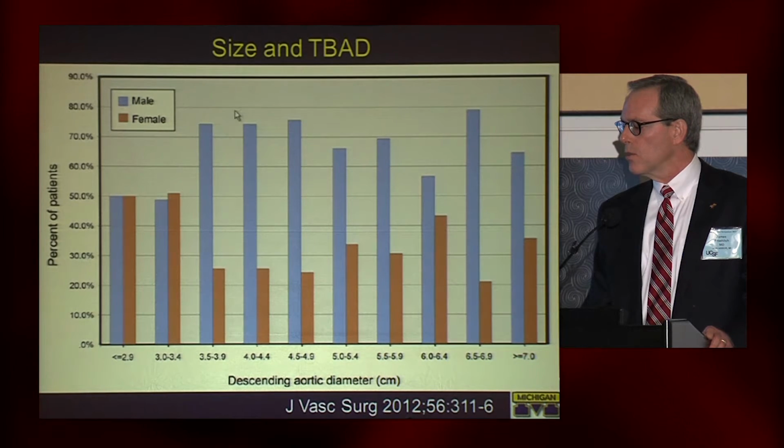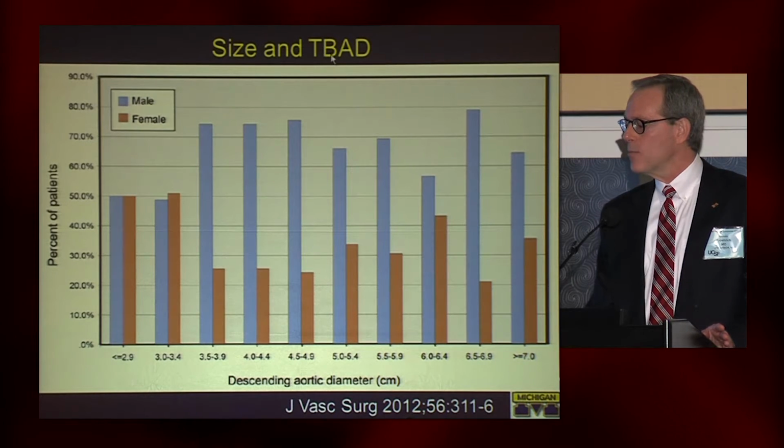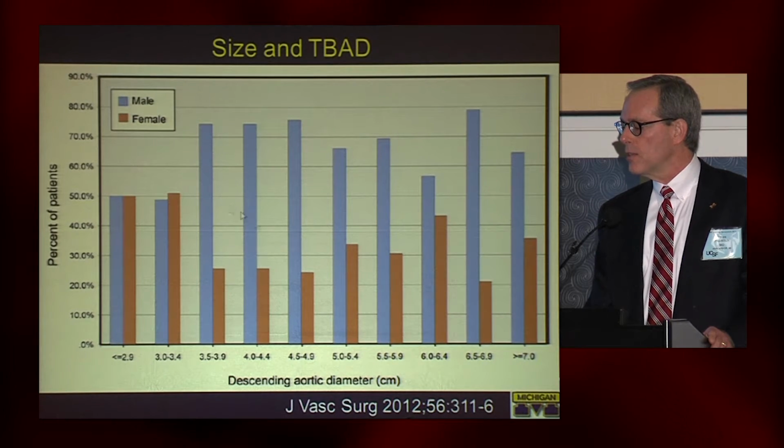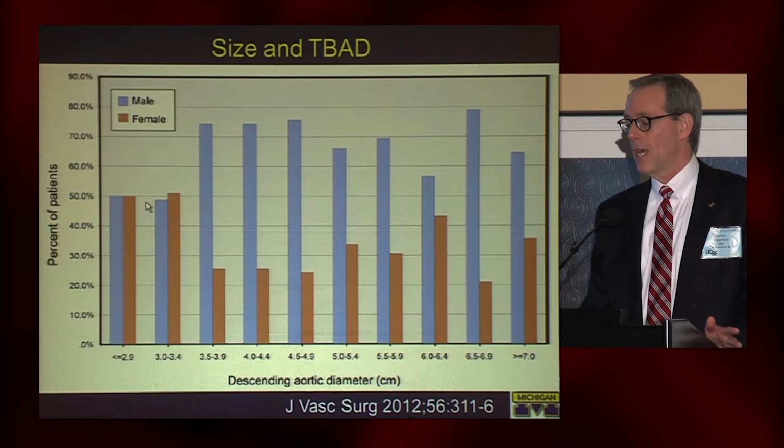This is an interesting graph that shows the relationship between size at the time of type B aortic dissection and the gender breakdown. And there's a male predominance through all of these until you get down to aortas that are less than 3.5 centimeters, where the male to female ratio is basically completely even. I don't know why.